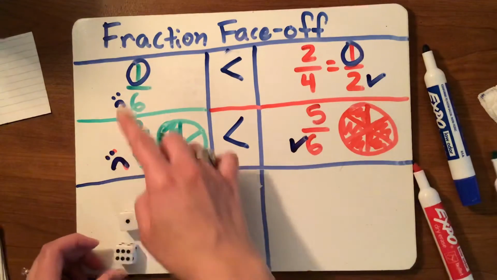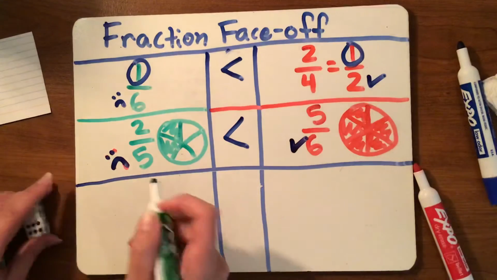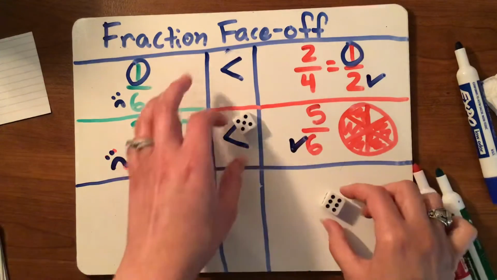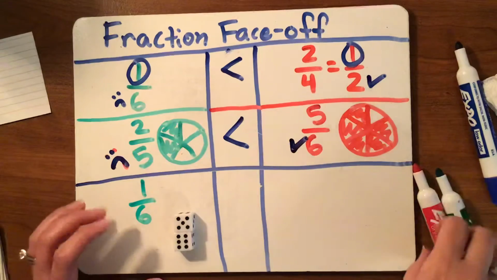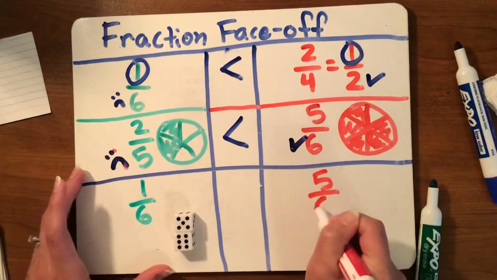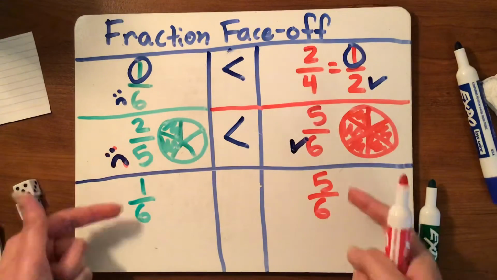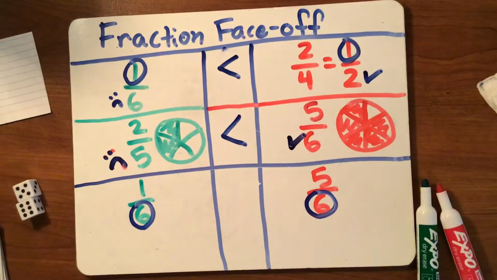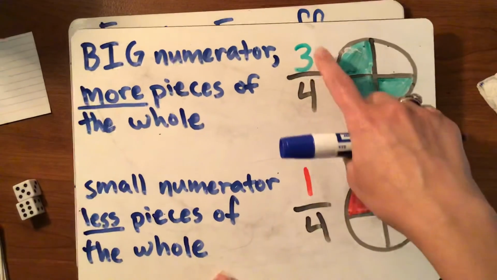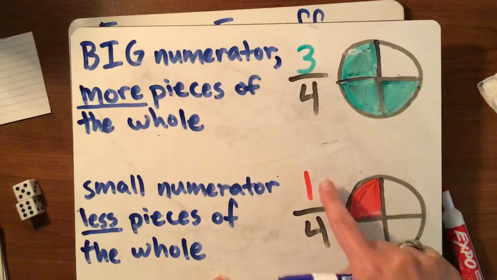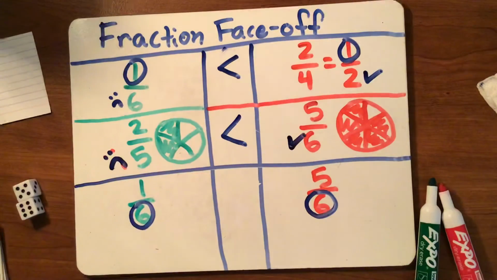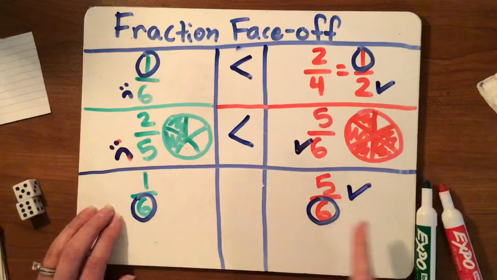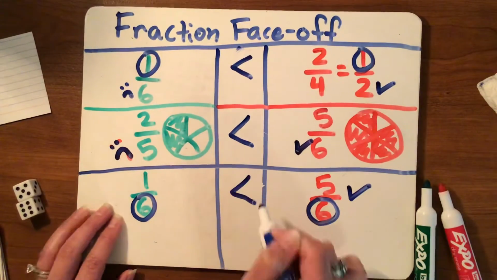Player 1. Ooh, I rolled a 1/6 again. Player 2, 5/6. We just did that one, but I like it because we actually have something the same here. We have a 6 and a 6. If the denominators are the same, you want the bigger number on top because you get more of the whole. If you have the smaller on top, you get less of the whole. So, between 1 and 5, which one's bigger? 5 is bigger. You get more of the whole. So, 1/6 is less than 5/6.